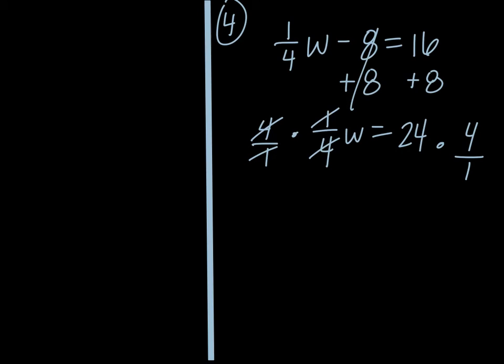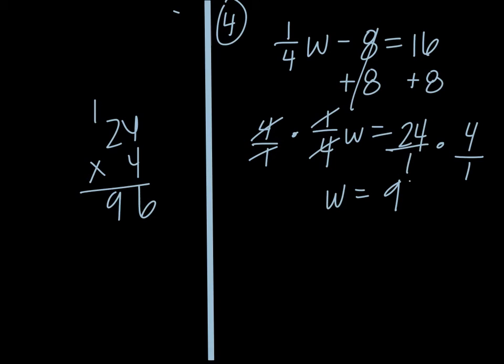We get w is equal to, I need 4 times 24, which is 96 over 1, or just 96. And again, you could check that by plugging that in for w and seeing what you get.